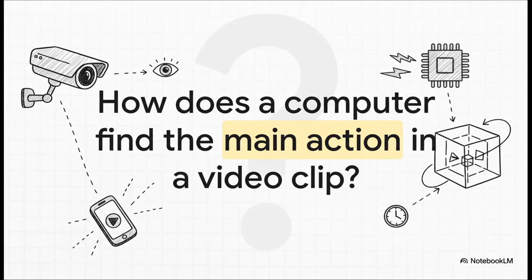All right, so let me ask you something. Think about a video clip, maybe from a security camera. It's really just a ton of images, one after another, right? How in the world does a computer look at all of that data and figure out what's actually happening? The important stuff. Well, the secret is all about how we deal with data that's more complex than you might think.